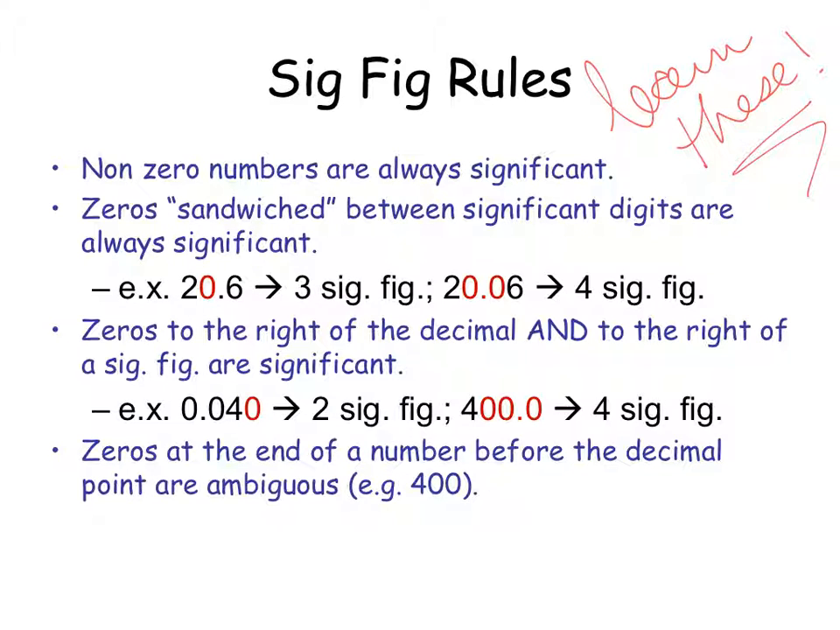The first rule is pretty easy. Non-zero numbers are always significant. So if there is a digit, it is significant. It means it was measured or it was the last estimated digit. It's there for a reason. Easy peasy.